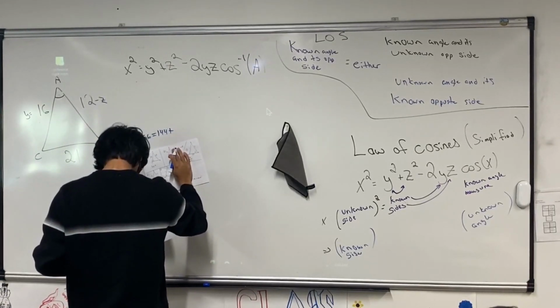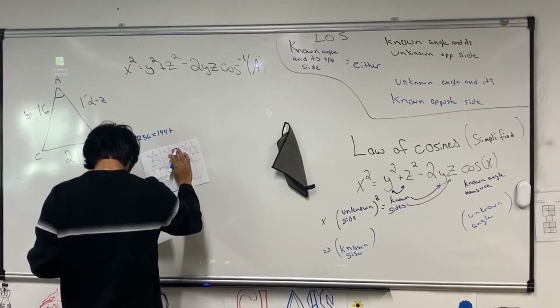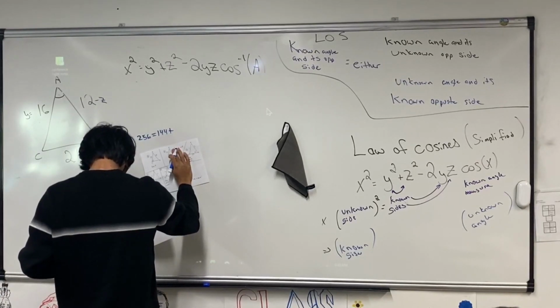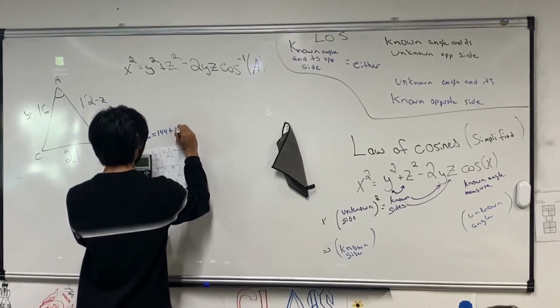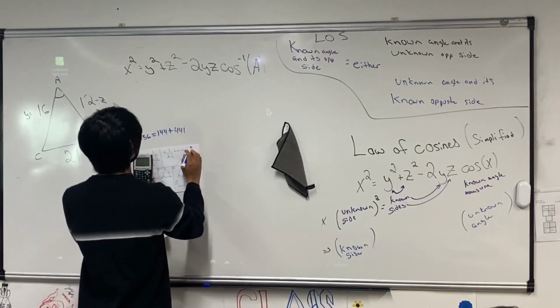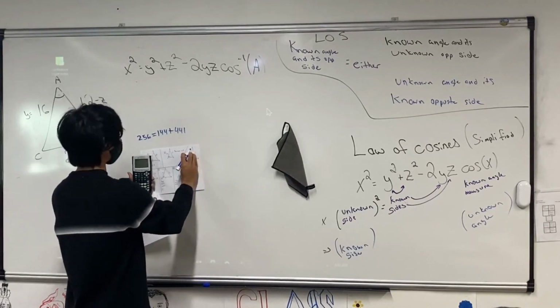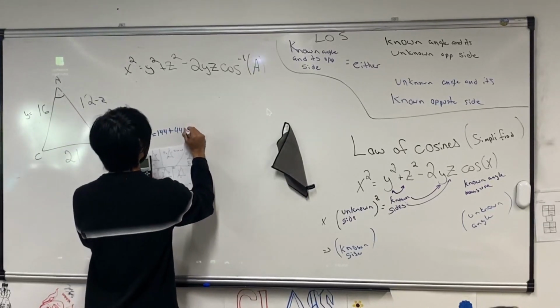All right, so what he said so far is he has 16, but he doesn't know angle B. So he did 16 squared and got 256. He made y equal 12, so he got 144, and he's calculating the other one squared with that 21. So now I have plus 441 minus.